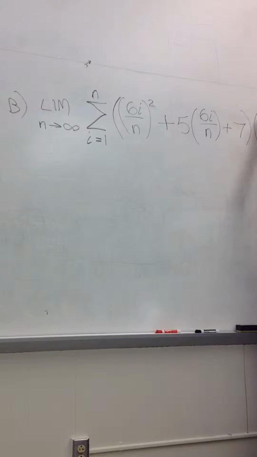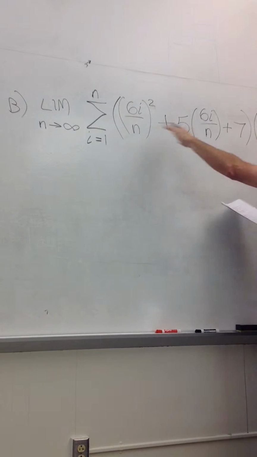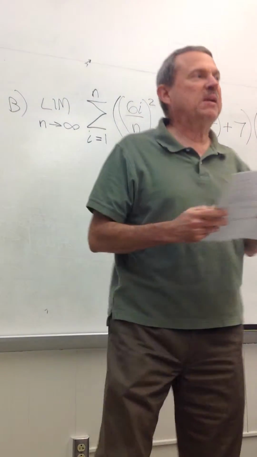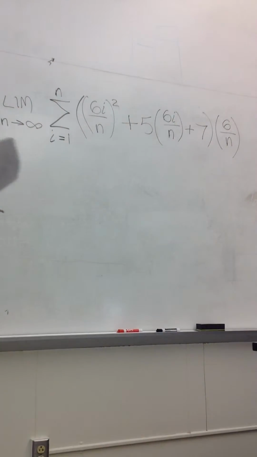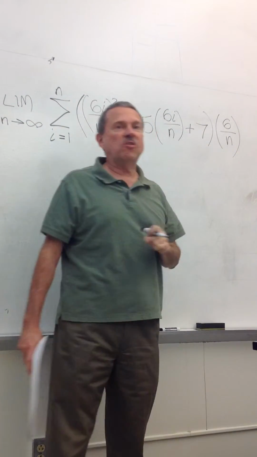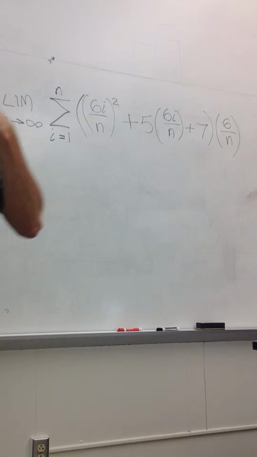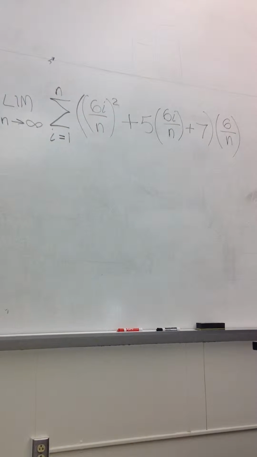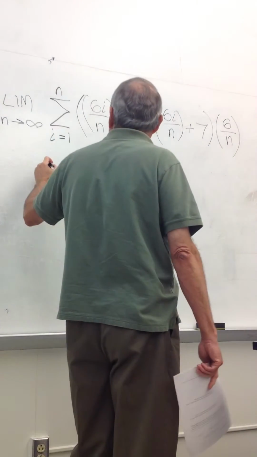And of course, this could even be distributed, so it could be disguised. It didn't have to look like this in a factored form, because if you distributed 6 over n to each of these, you'd still have a valid expression, and then it would be more challenging, of course, to figure out what was the function that this represented. But theoretically, we could do that too.